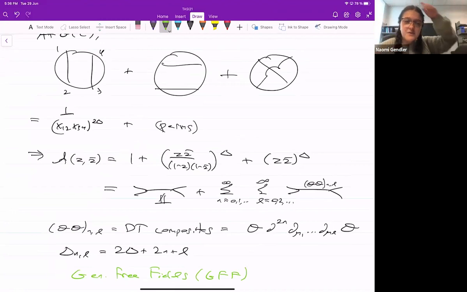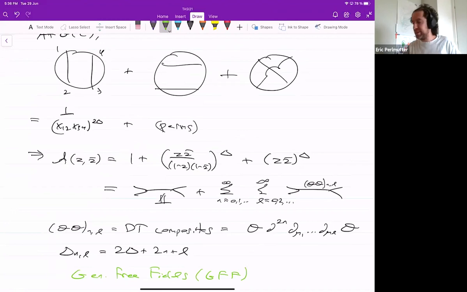Can I ask a question? Yes, please. I'm just a little confused. Is it obvious to see why that's the expansion in conformal blocks?